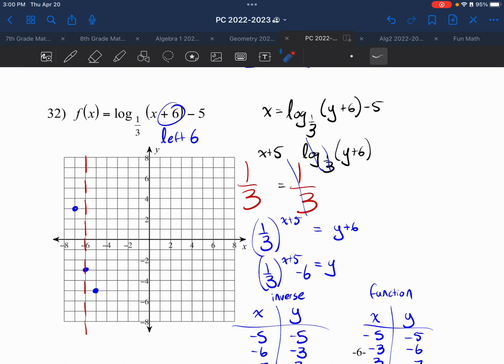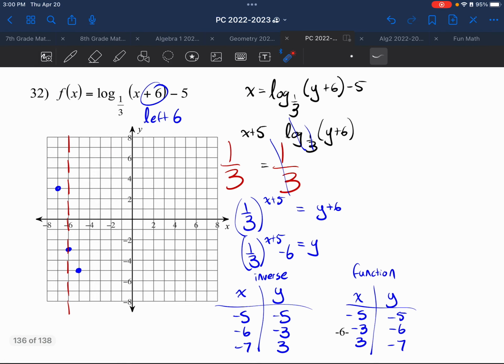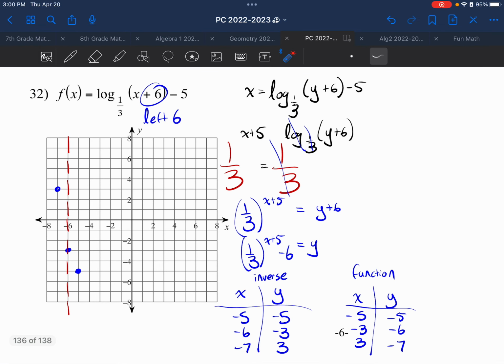What happened here? Did I copy down the problem correctly? +6 minus 5, base 1/3. Everything looks good there. I added 5. I exponentiated with 1/3. I subtracted 6. I don't see the mistake there. Was it a mistake with the mental math? I guess we'll find out. So in theory, when I plugged in, I was redoing that again in my head. There has to be a mistake up there. Okay, it has to be down here then.